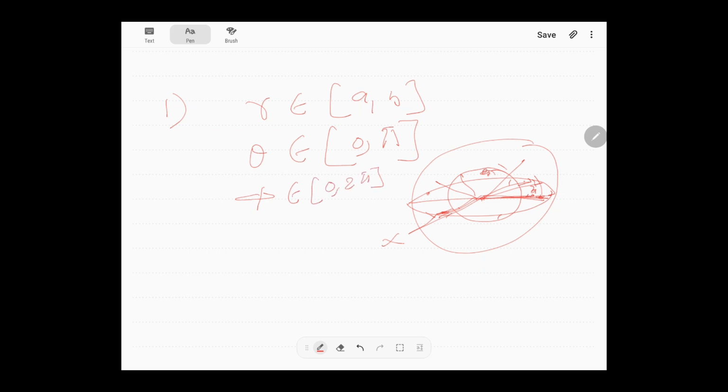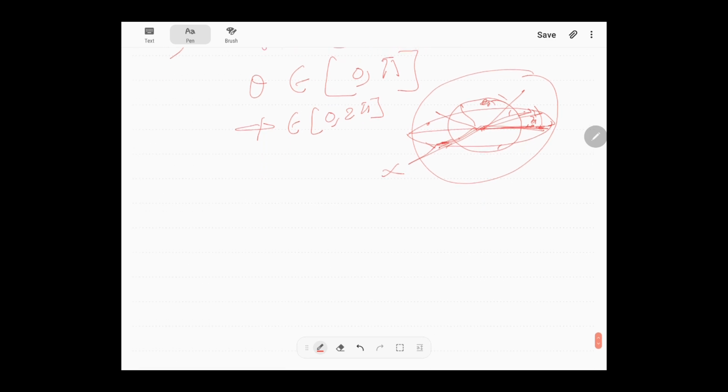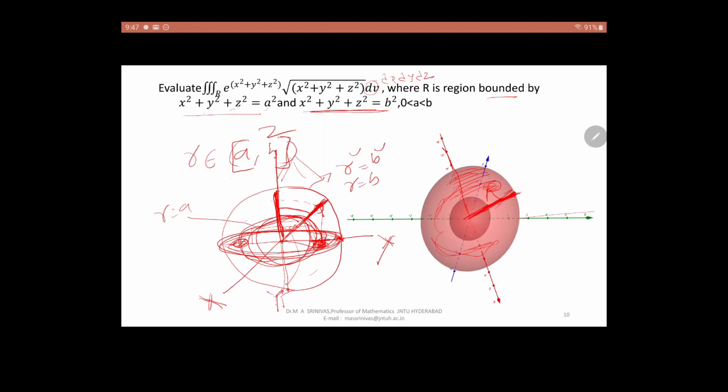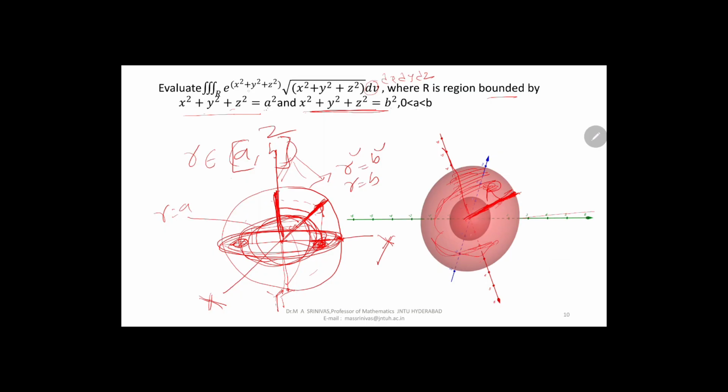You know r, theta, and phi limits in the region of integration. Now, what is your integrand? Triple integral. Let us see what the integrand is. E power x square plus y square plus z square into this. So everything is to be converted in terms of polar coordinates. In polar coordinates, what is x square plus y square plus z square? This value is r square. This is also r square. Root r square is r. You'll know what dx, dy, dz becomes. Write all those things and put the proper limits.